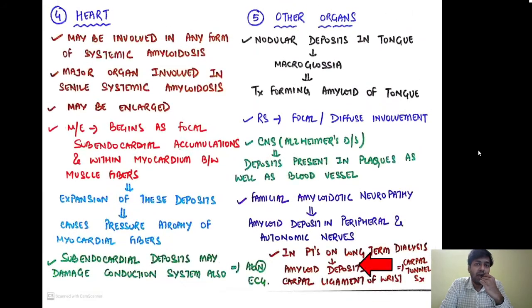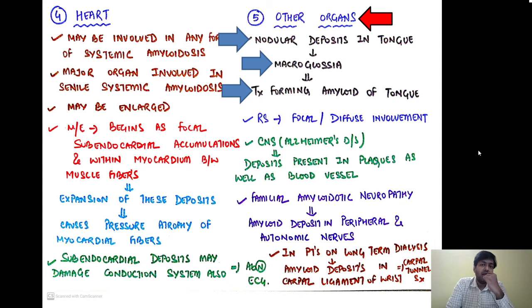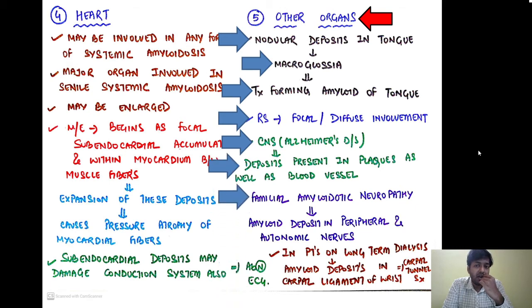Okay, now let us see which other organs are involved and how they present. Nodular deposits in the tongue will present with macroglossia. It is also called the tumor forming amyloid of the tongue. Now if you look at the respiratory system, there can be a focal or diffuse involvement. In the CNS, as in case of Alzheimer's disease, there is deposition present in the plaques as well as in the cerebral blood vessels. In familial amyloidotic neuropathy, amyloid deposits in the peripheral and autonomic nerves, and in patients who are on long-term dialysis, as I already told you, the amyloid deposits in the carpal ligament of the wrist, presenting with carpal tunnel syndrome.